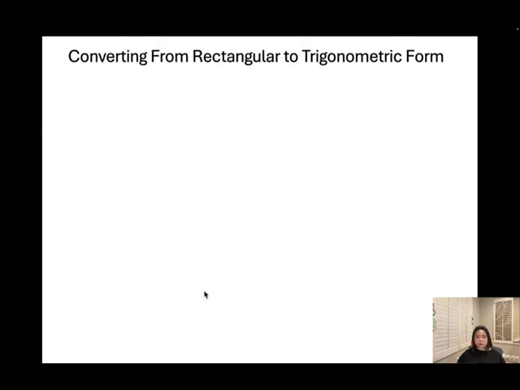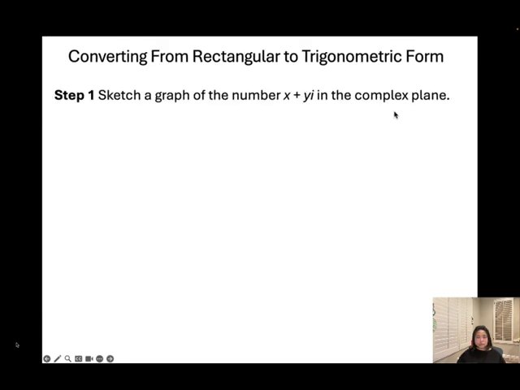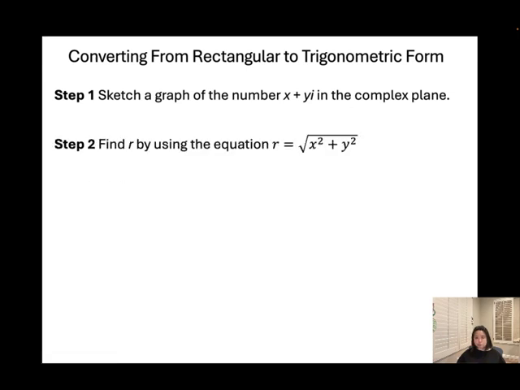Okay, how about converting from rectangular form to trigonometric form? So we want to do the reverse, okay? I give you the rectangular form x plus yi, and I want you to convert it and go back to this. Step 1, sketch a graph of the complex number x plus yi in the complex plane. For this step, we want to know which quadrant this complex number belongs to, because it affects the degree. Step 2, find r by using this equation, r equal to the square root of x squared plus y squared.